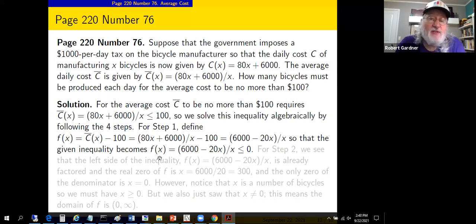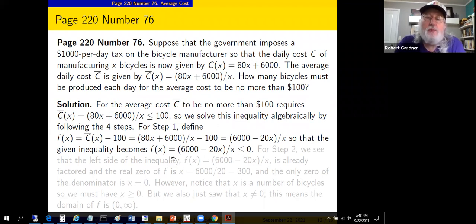We must have this stated in terms of a function less than or equal to 0 or greater than 0, a function compared to 0, because what we can find is where functions are positive and negative. So we've changed this into a question of where is this function negative or 0. This is not the average cost function. This is the quantity we're interested in being non-positive.